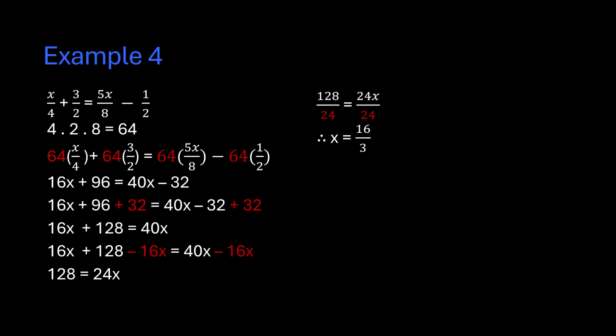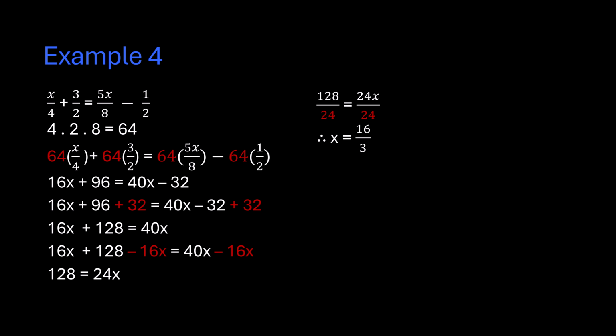64 times x/4 becomes 16x. 64 times 3/2 becomes 96. 64 times 5x/8 becomes 40x. 64 times 1/2 becomes 32. Now the equation becomes 16x + 96 = 40x - 32.